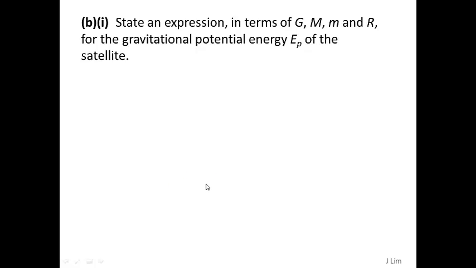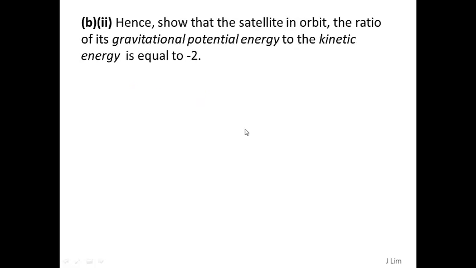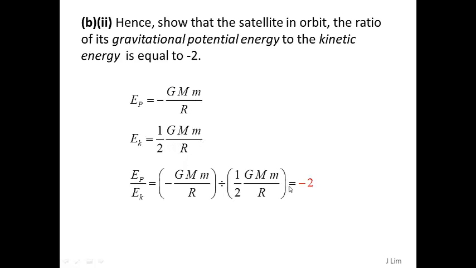State an expression in terms of G, big M, small m and r for the gravitational potential energy Ep of the satellite. So the Ep is given by minus GMm over r. Hence, show that for the satellite in orbit, the ratio of its gravitational potential energy to the kinetic energy is equal to minus 2. So the potential energy is minus GMm over r, kinetic energy is half GMm over r, so the ratio will be minus 2.